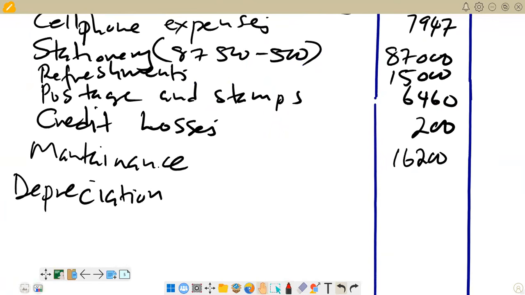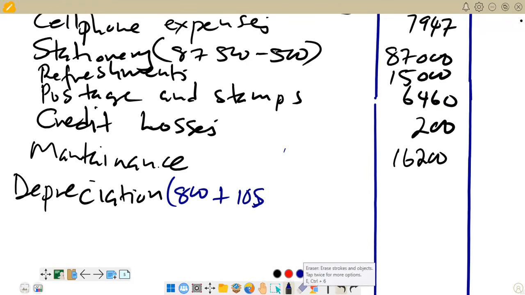We come now here, then in brackets, now we are saying that 800, and then we add 10,520. This is for equipment, 10,520 here.